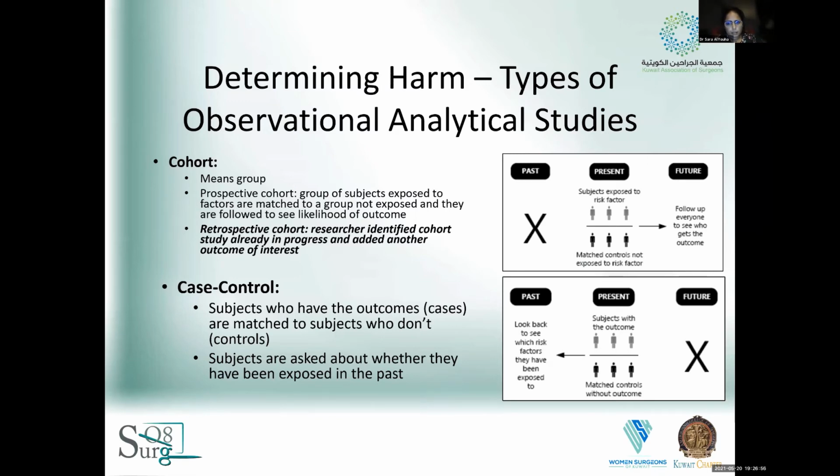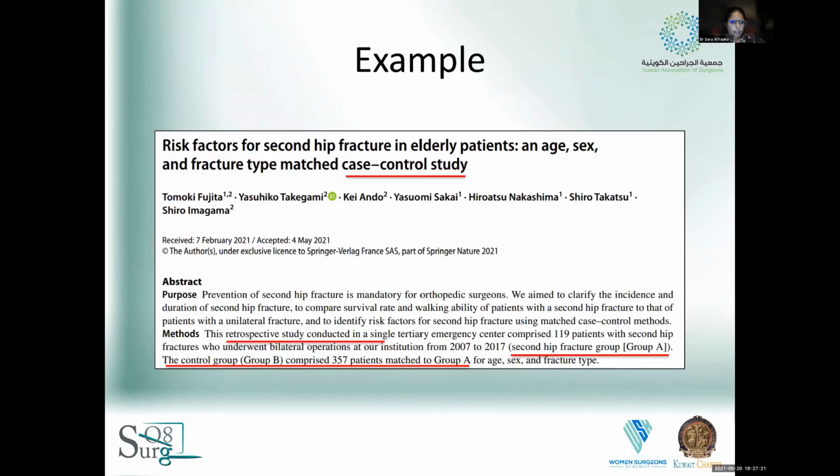Case control studies, they look at the past and basically you identify subjects who have the outcome you're interested in, say mortality or a certain morbidity, and then you match them to subjects who are similar to them but don't have that outcome. And then you look at the past to see if they had a specific risk factor or not. So we look at examples of these. An example of a case control study is this one: risk factors for a second hip fracture in elderly patients, an age, sex, and fracture type matched case control study. Like you can see in the methodology, this is a retrospective study, and they identified a group and then a second group, a control group, to look at the specific outcome, which is a second hip fracture.